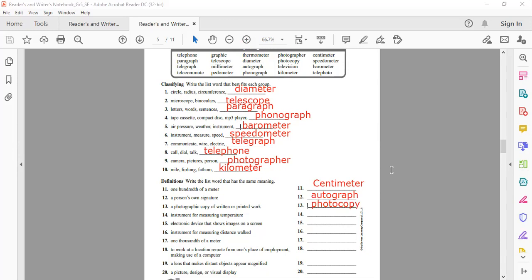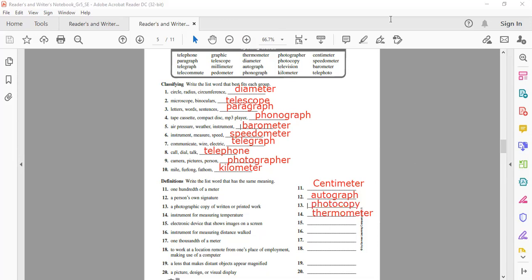Okay, number 14. Tina, can I do it? Yes, I said your name. For number 14, an instrument for measuring temperature. Thermometer. Thermometer, excellent job. Very good. Okay, let's go ahead with Jude.